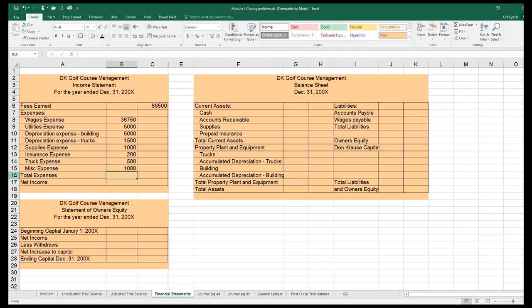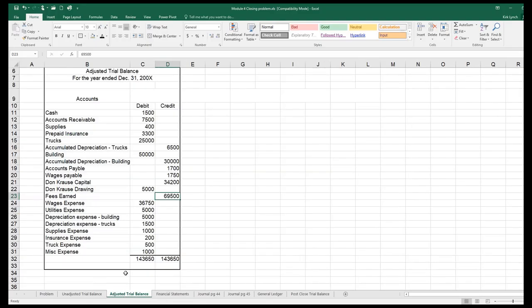Now, I have a line here that says total expenses, so I need to add these up. And when I do, I get $50,950. That goes in the right-hand column. And then our net income is just our total revenue minus our total expenses. And I can do that with a little formula in Excel. Revenue minus expenses. And our net income is $18,550 for this particular company, for this particular accounting period. And that's all there is to an income statement. And everything I needed was on my adjusted trial balance. And I got all those numbers from right here.